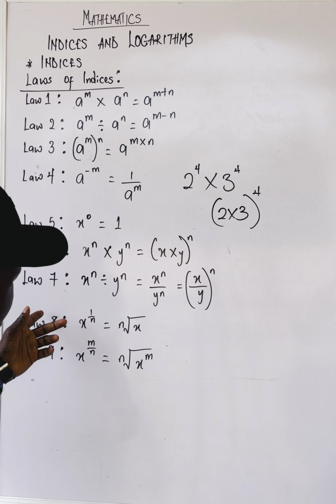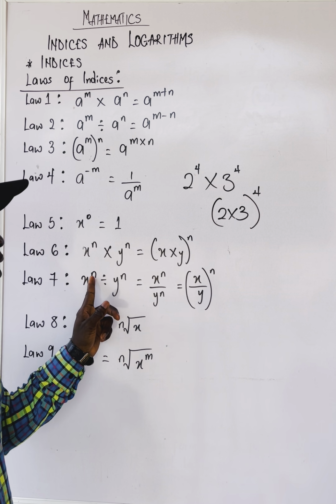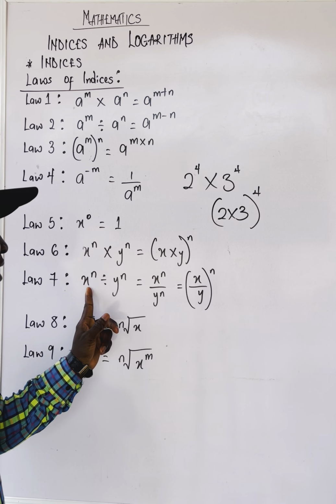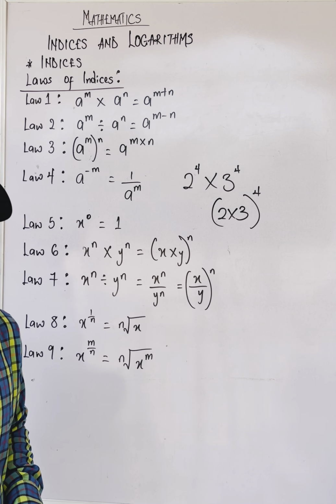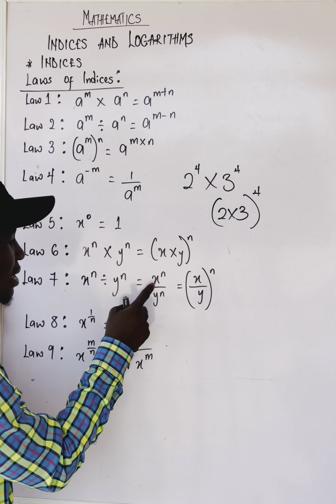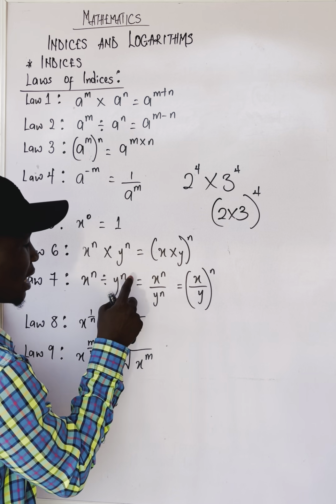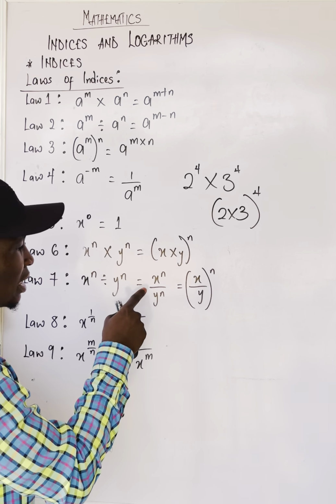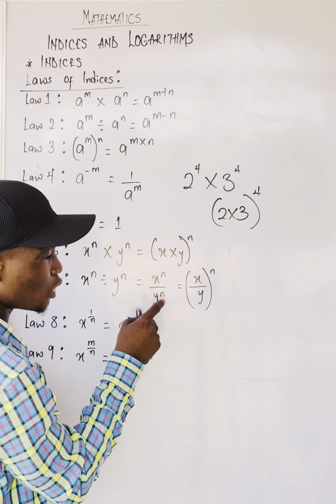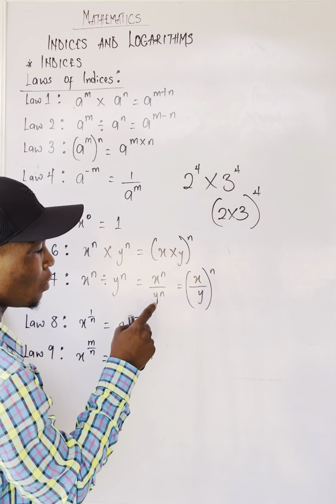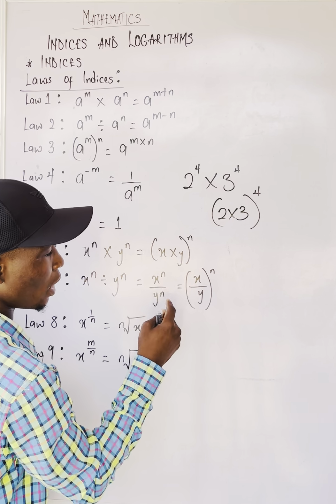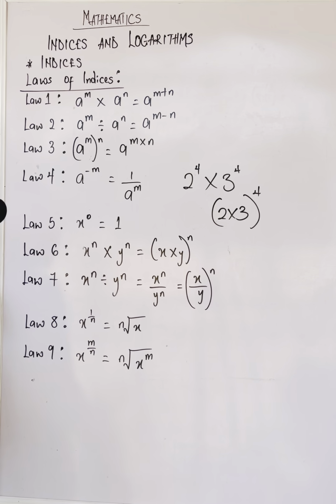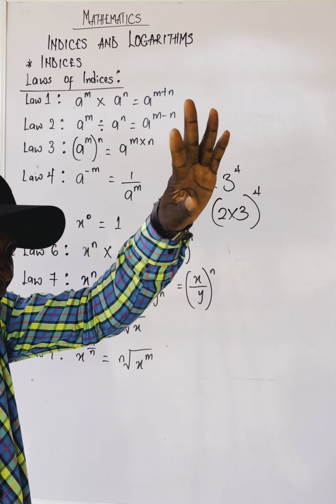Now the seventh law. If I have x raised to the power of n divided by y to the power of n, they're having different base numbers. So what do I do? I'll just say x divided by y, all to the power of n. They're having different base numbers but the same index. Do you get? So it's just very, very simple. Don't worry, we'll solve examples with this in the next video.